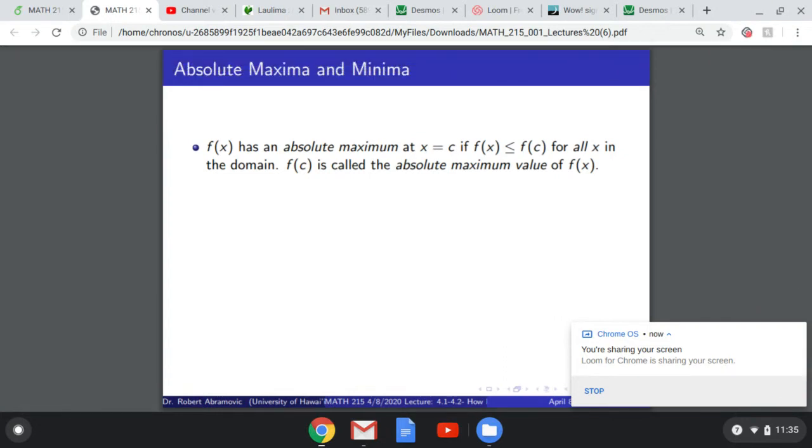So first, a function has an absolute maximum at x equal to c if f of x is less than or equal to f of c for all x in the domain. f of c is called the absolute maximum value.